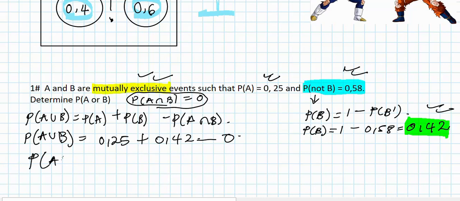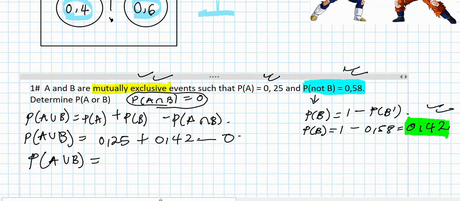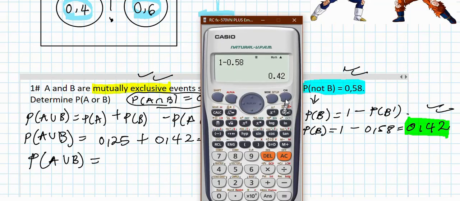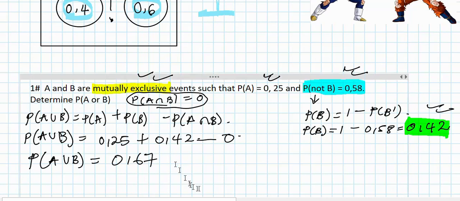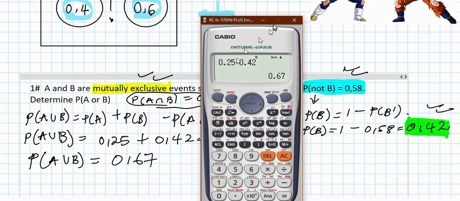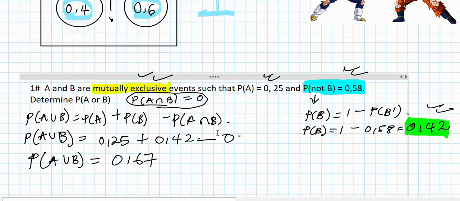Then I can say now that the probability of the union is equal to 0.25 plus 0.42. Press equals right there. You get how much? 0.67. So my answer there is 0.67. Was it 0.67? I think I just said that number, but I didn't see it. Oh yeah, 0.67. Easy as that.